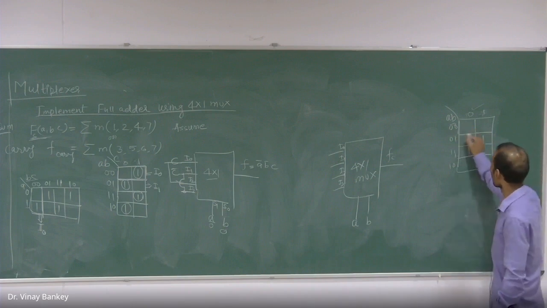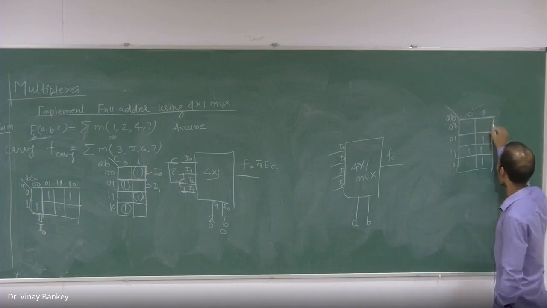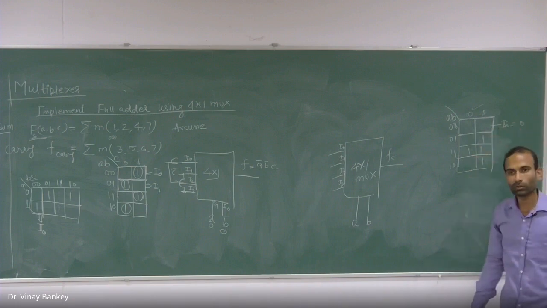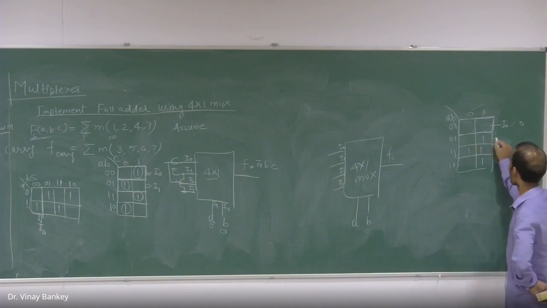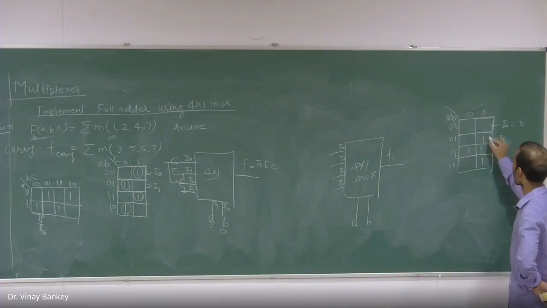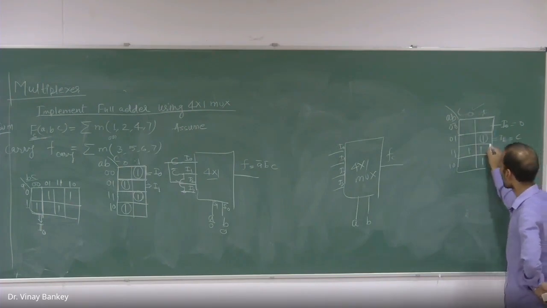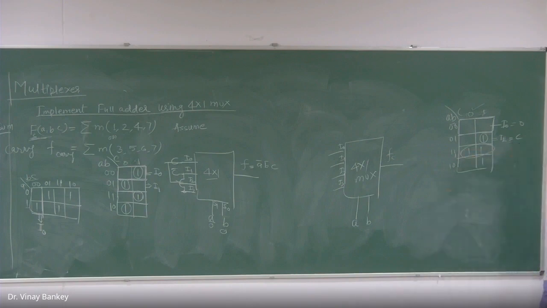Correct. Now this cell is associated with I0. So I0 should be connected now with 0. Now here this cell is associated with I1. So this should be connected to C. Now here you have these 2 minterms. Both the cells are high.